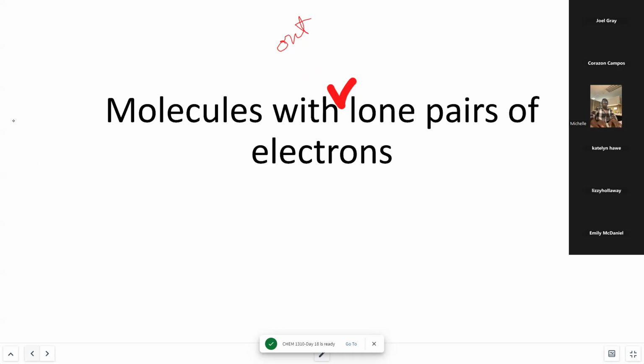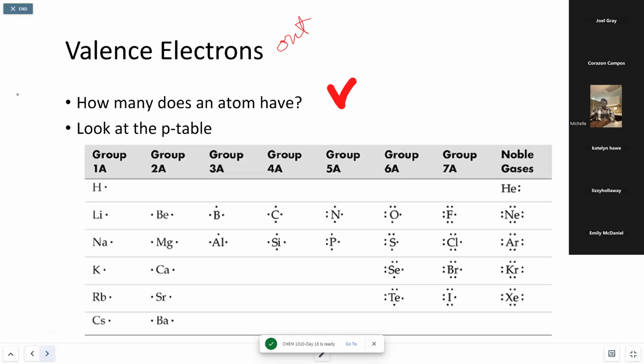On Friday, we're going to be going through some of these, but we'll also be identifying the shapes of those. Is this a bent? Is this a tetrahedral molecule? What's the better term for the geometry? But at any rate, as a refresher, we've got to know how many valence electrons any particular atom has.